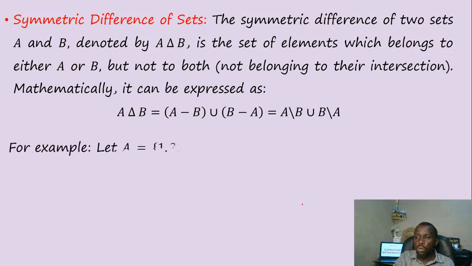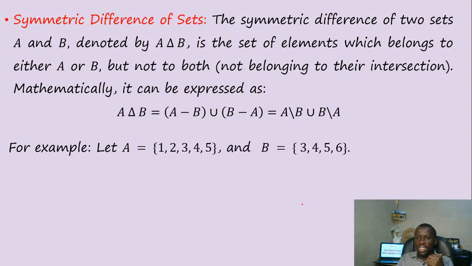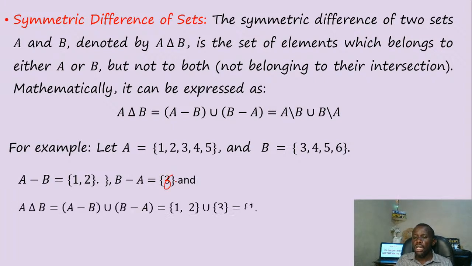Now, for example, we still use the same elements we did the last time. Remember that A minus B was 1, 2, and B minus A in this case is 6, not 3. It is 6. Now, let's do A symmetric difference B. There is a mistake here. Please, I'm sorry, a typo error. So it's going to be 1, 2 union 6. Okay, 1, 2 union 6 will give me 1, 2, 6. Because B minus A is that.